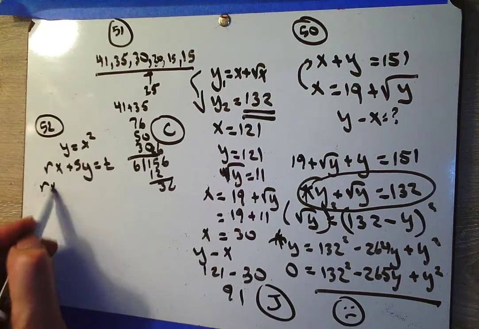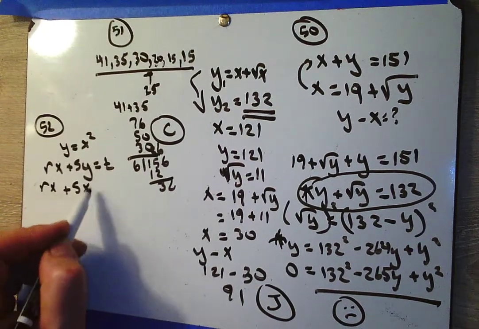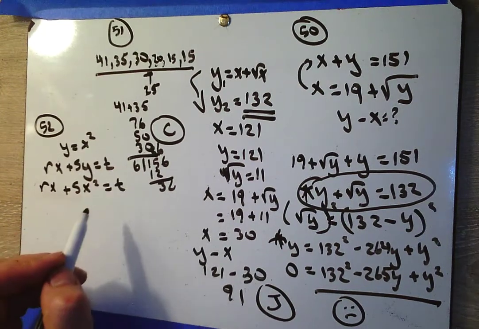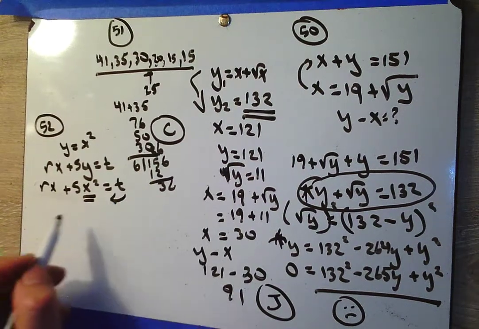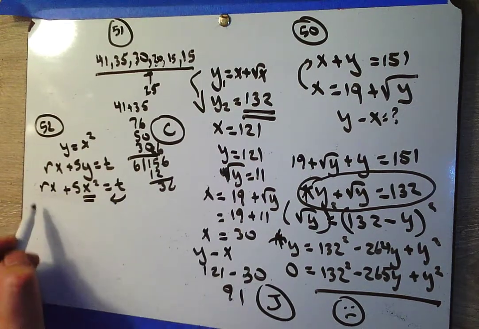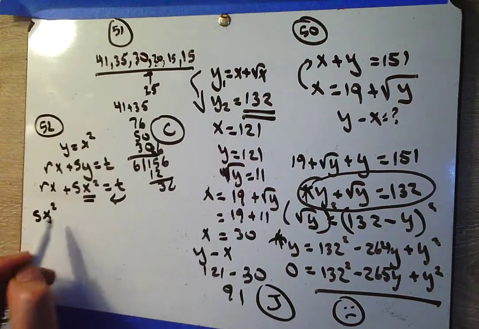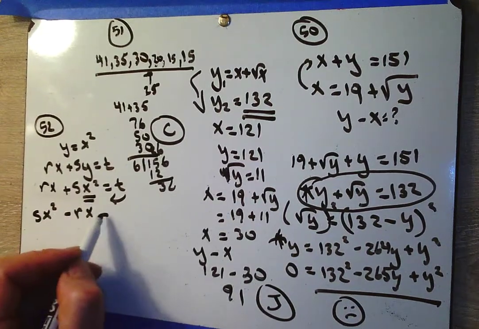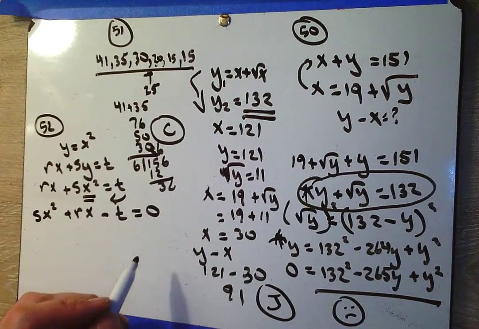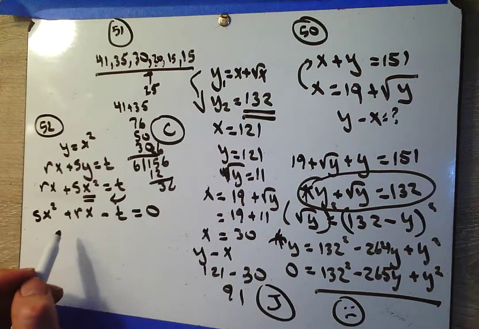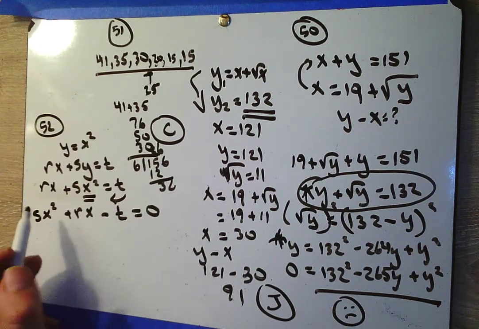I'm going to have rx plus sx squared equals t. This is a quadratic now. Let's put it in descending order, and let's move this t over. Don't forget to subtract it from both sides. sx squared plus rx minus t equals 0. Okay, so here's this quadratic formula, and they say real numbers. For which of the following will there be more than one real solution?